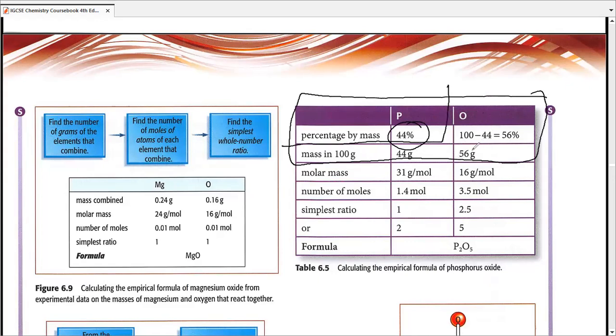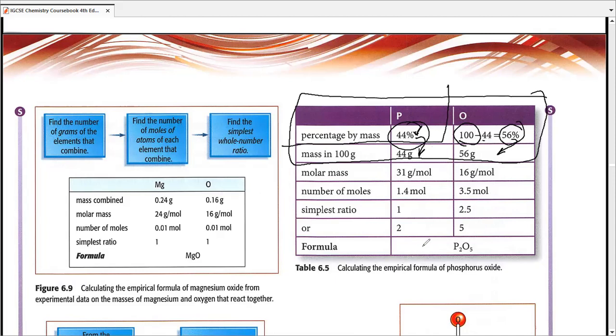Now, we understand that a percentage always ends up at 100. So the total is always going to be 100. In a question where the percentage composition is given, 100 minus 44 gives you the percentage of oxygen in this compound. Now, what we really do, which is tricky, is that we convert this percentage sign into gram sign. There you go. You have the same numbers. Simply replace the percentage sign with grams, and that is your mass.